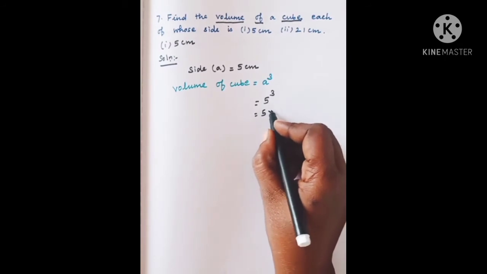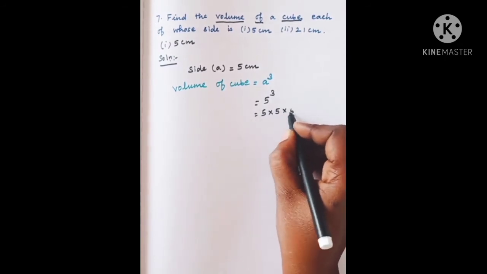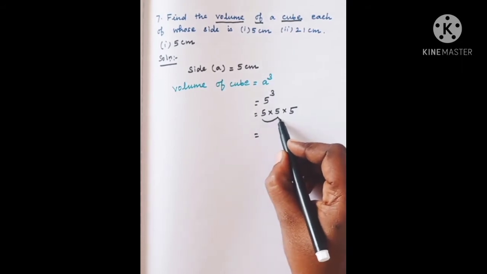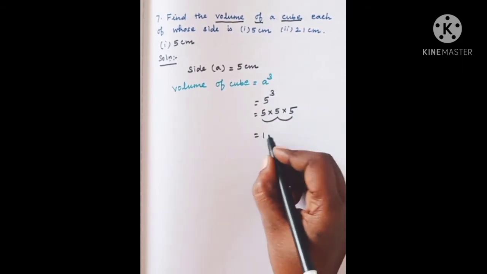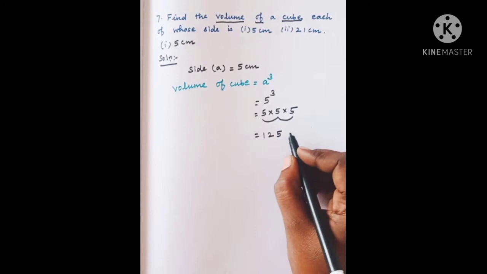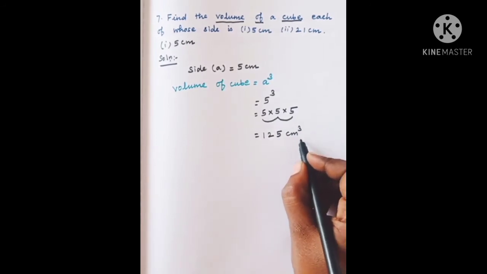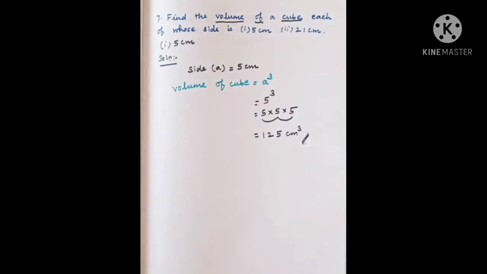5 cube is nothing but 5 into 5 into 5. Isn't it? 5 5s are 25. 25 into 5 is 125. 125 centimeter cube. 125 centimeter cube is the answer for the seventh sum, first subdivision.